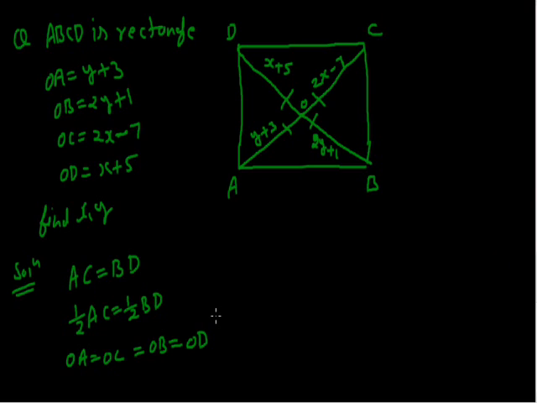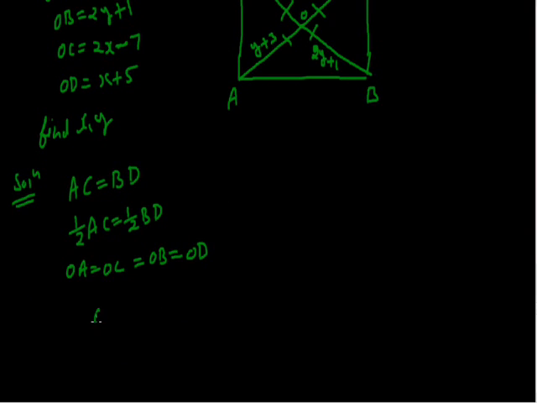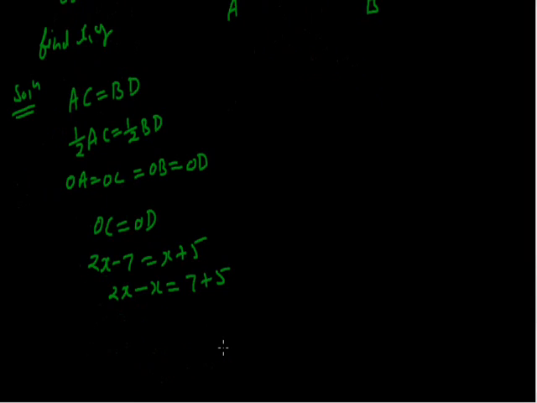Now, as it is given, by comparing we can say that OC equals OD. As OC equals OD, we can say that 2x minus 7 equals x plus 5. Now x is shifted to the left hand side and becomes minus, and minus 7 is shifted to the right hand side and becomes plus. So 2x minus x equals 7 plus 5. So 2x minus x is x, and 7 plus 5 is 12. So the value of x is 12.